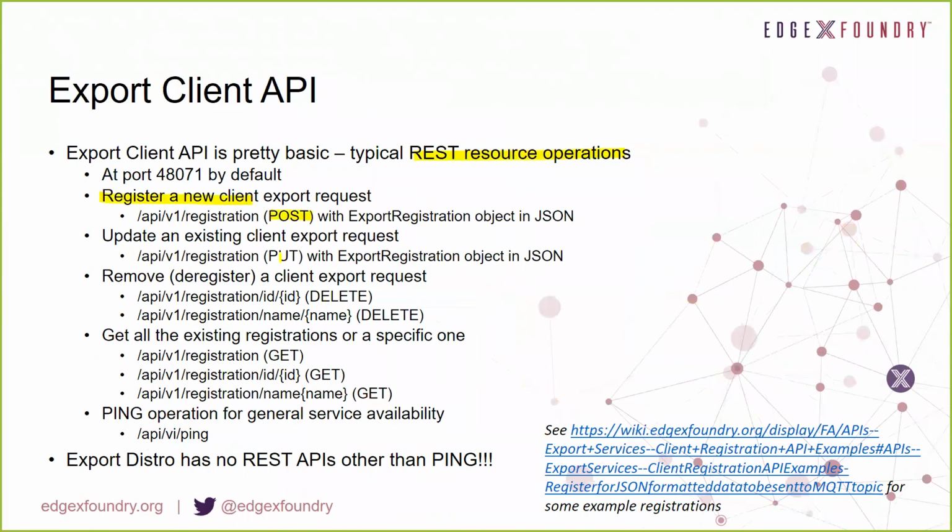That's done via POST. We can update any existing client request, and that's done via PUT. You can remove, or if you will, deregister is probably a better way to put that, any particular client request. That's a DELETE request. And you can get all the various registrations out of the system. We can either get individual registrations, either by name or ID, or you can get all of the registrations that are in the system with this GET registrations request.